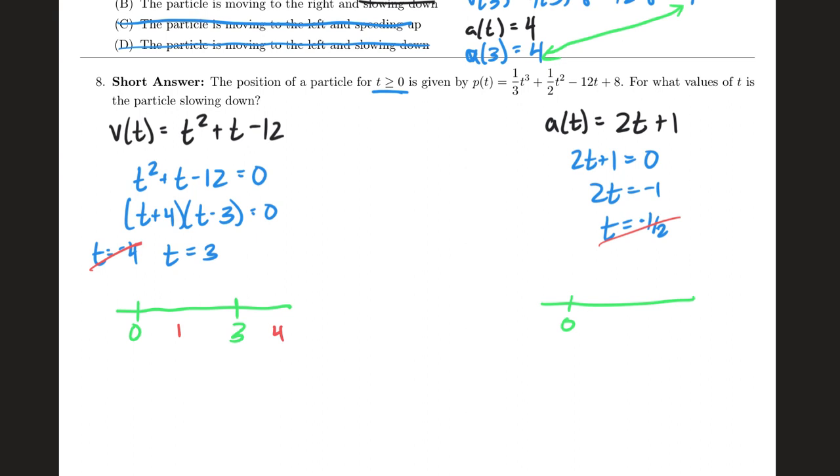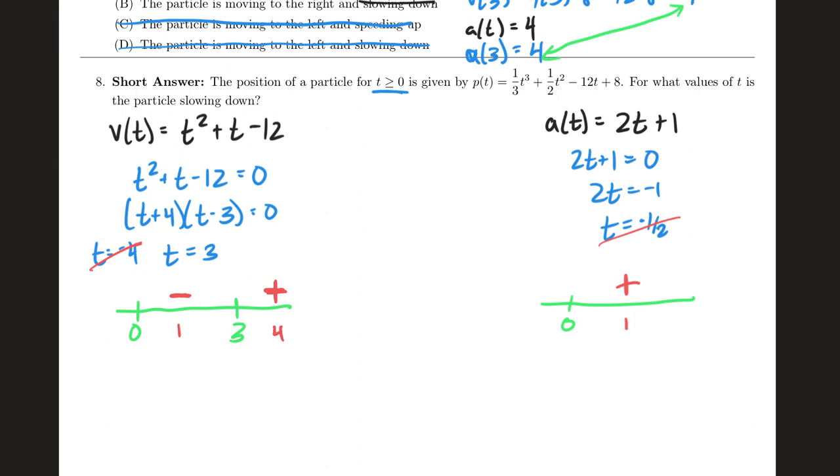If I plug in 1 into my velocity, I'm going to get 1 plus 1 minus 12. That's a negative number. So I get a negative velocity from 0 to 3 seconds. When I plug in 4, I'm going to get 16 plus 4 is 20, minus 12, which is positive. So my velocity is negative from 0 to 3 and positive from 3 on. And for my acceleration, I'll just do a test point. Let's plug in 1. If I plug in 1, I get a positive acceleration.